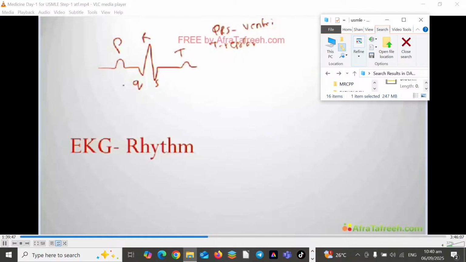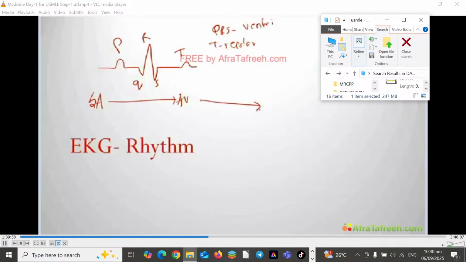So when you're talking about the rhythm, what we are trying to know is, does it originate from the SA node, go to the AV node, go down through the AV node, through the bundle of His, into the Purkinje fibers, and then into the right and the left bundle. This is what we call a sinus rhythm.